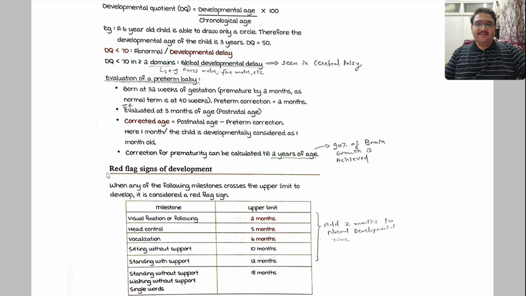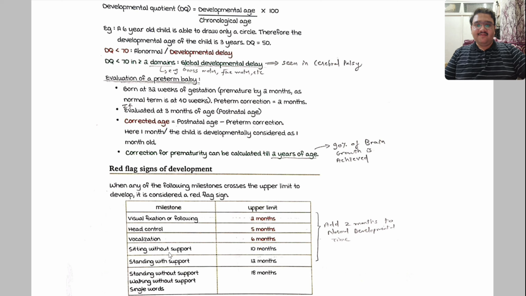Coming to the red flag signs of development. When any of the following milestones crosses the upper limit to develop, it is considered as a red flag sign. Visual fixation: if you just add 2 months to the normal developmental time, you will get the red flag sign. So normally visual fixation and following occurs in a newborn at 0 to 1 month. So 0 plus 2, you will get 2 months. Then head control normally at 3 months, you add 2, you get the red flag, 5 months. Then vocalization, the red flag sign is at 6 months.